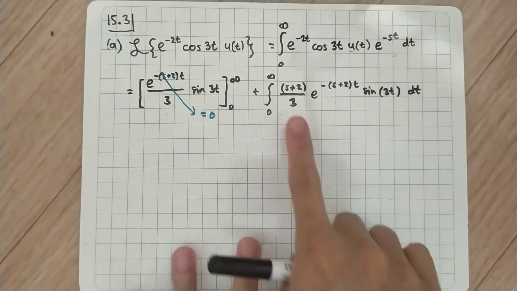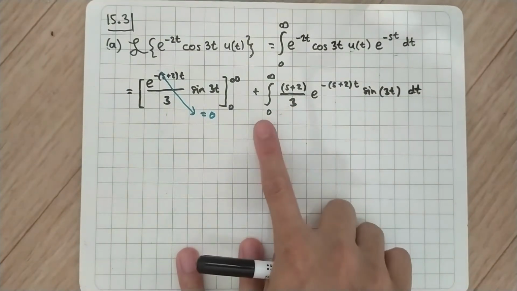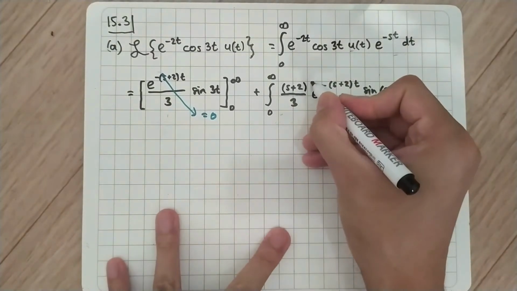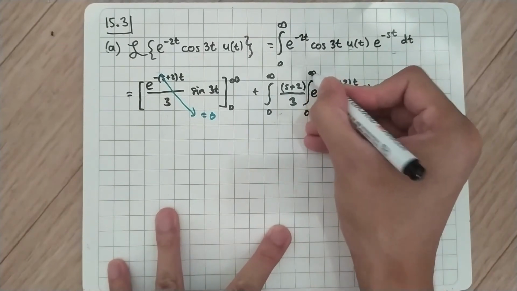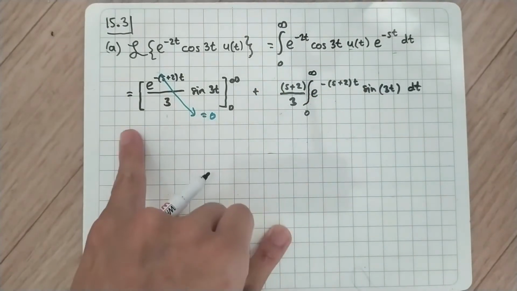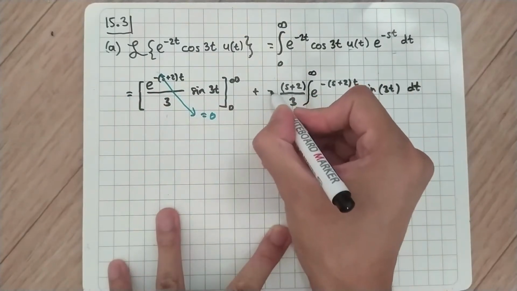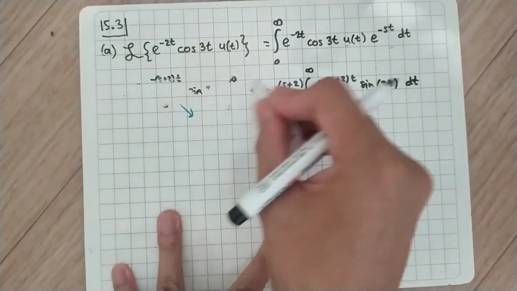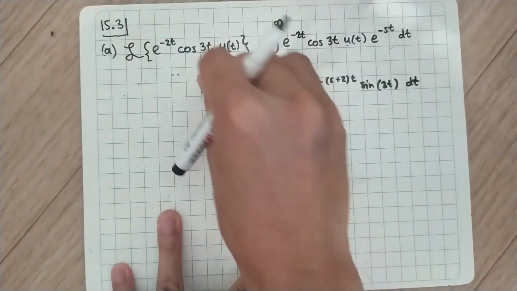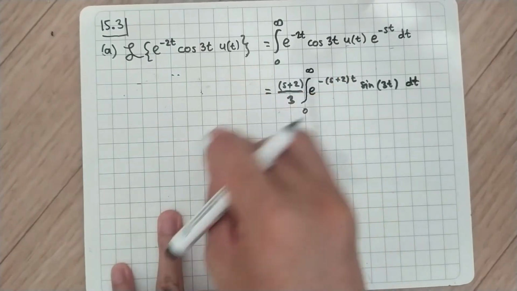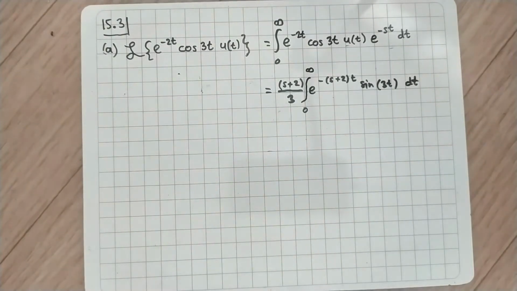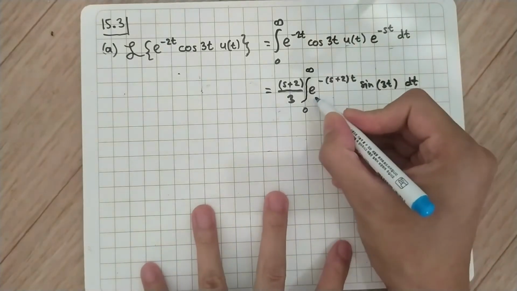And here we have a constant and this is the integral. So we can put the constant outside of the integral. So we can put the integral sign here. And we can erase this, and because this is equal to 0, we can erase this.